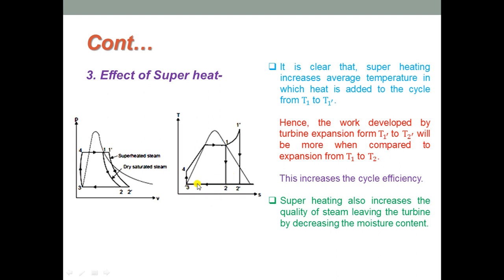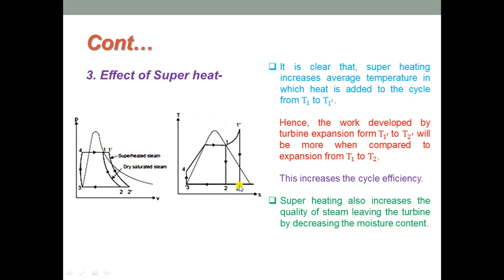So, if the point is nearer to 3, we can say that the state of the substance is nearer to liquid. If we see here, which is nearer to this point, we can say that the state of the substance is nearer to vapor. So, the quality of a working substance is measured based on the amount of vapor present in it.